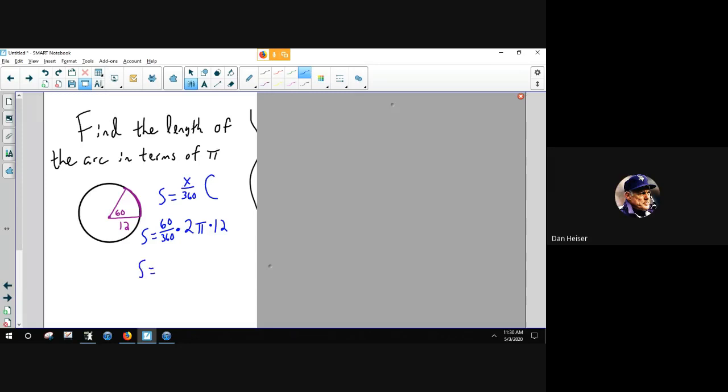So we have 2 pi times 12 is 24 pi. Just treat pi like you would treat a variable when you're doing calculations. So 24 pi times 1/6. Our arc length is 4 pi. And again, if we used inches, this would be 4 pi inches. Arc length is like circumference. It's a measure of distance.